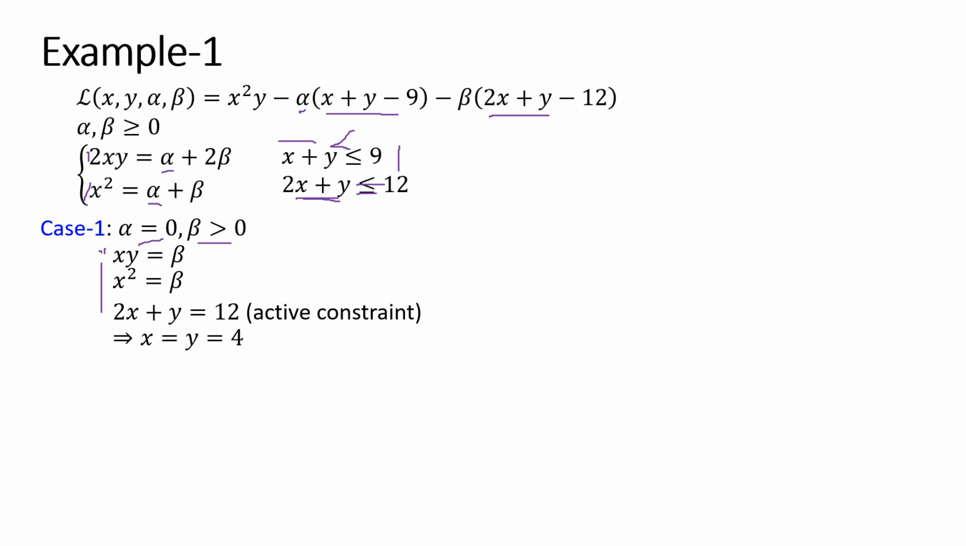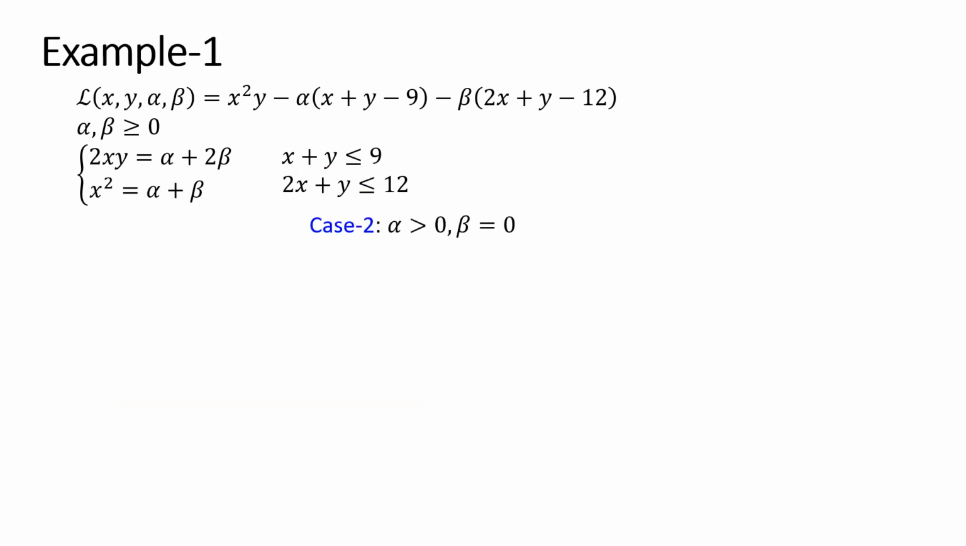And the solution is x equals y equals 4. The function x squared y is 64 in this case. And you can check the feasibility conditions. x plus y is equal to 8, which is less than 9. So this is in fact an inactive constraint, and it's feasible for x and y equals 4, and so we retain this solution.